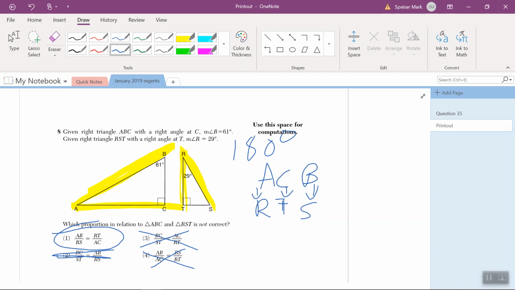And repeat the reason why. Once you start on one triangle, you go to that triangle; both proportions must start in the same place. In choice 1, we start in 1, go to 2, and the second proportion starts in 2 and goes back to 1. That's it for the first 8 questions of the January 2019 Regents.